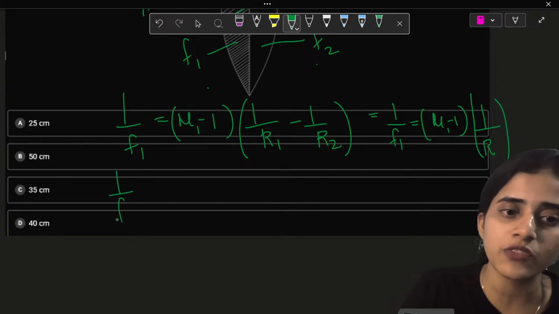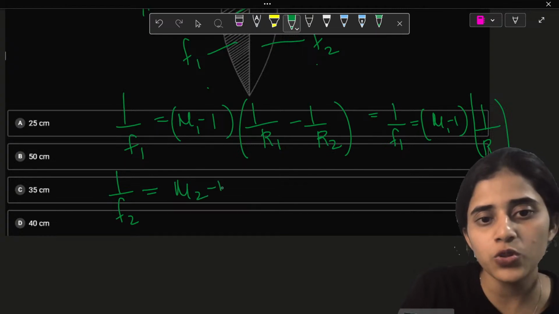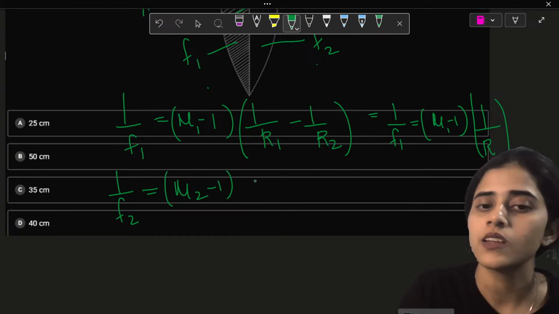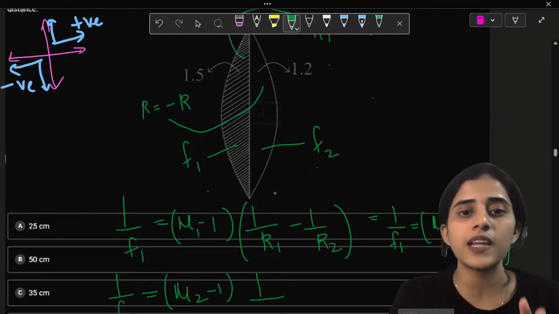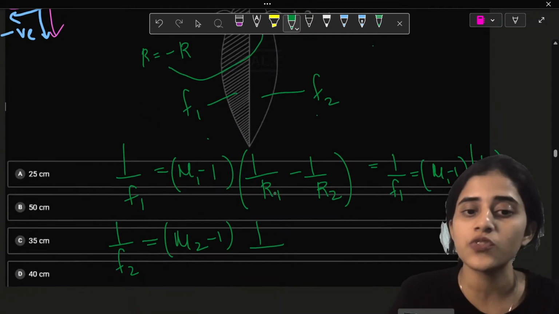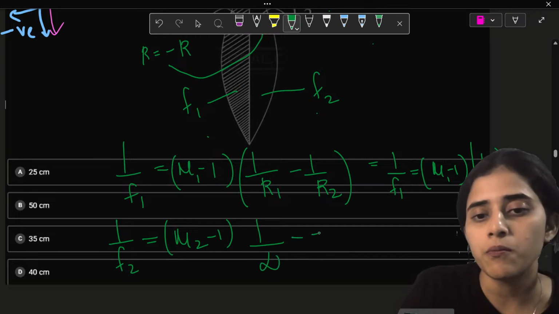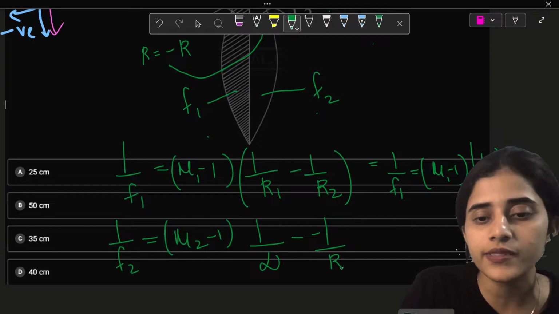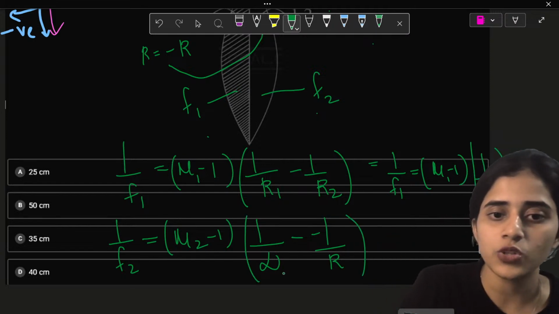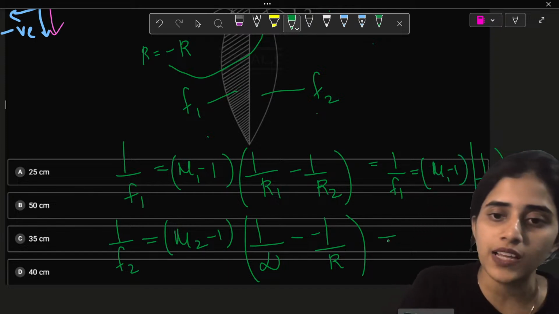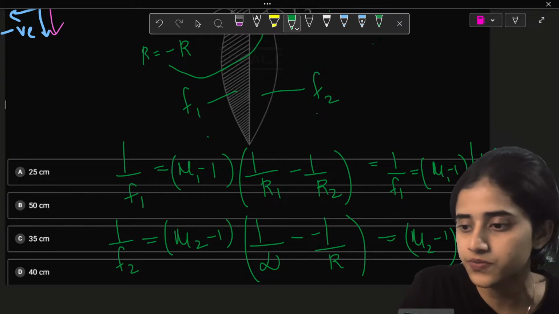Now I'll do the same thing for F2. 1 by F2 is equal to (mu2 minus 1) into ... For F2 what happens? The first surface is plane, so the first surface will have a radius of curvature infinity. So 1 by infinity minus 1 by R, because it is negative. Minus minus becomes plus. This becomes (nu2 minus 1) by R itself.